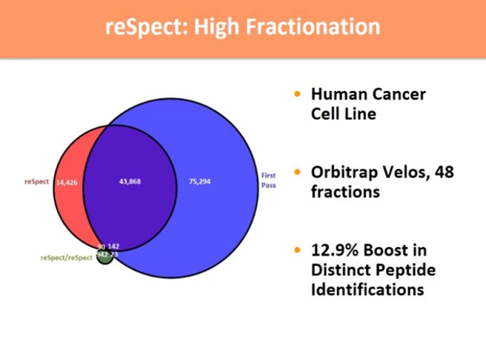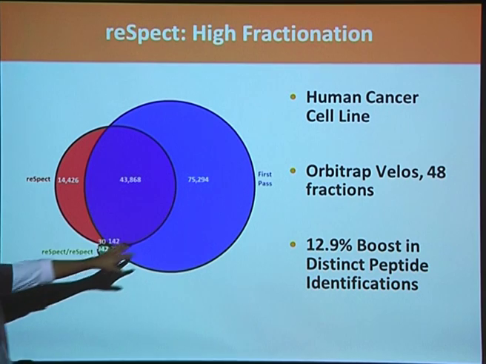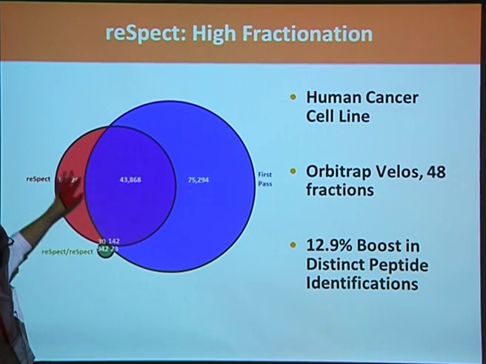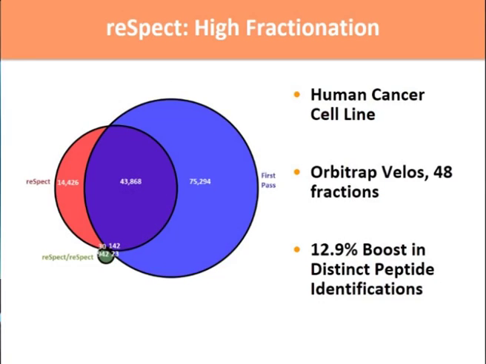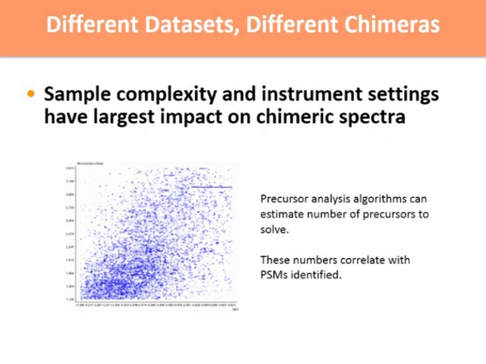And again, in another study within the paper, this is a highly fractionated 48 fraction study with an Orbitrap Velos. You see the first pass results are now on this side. First Respect, and by the time you do the third Respect, you don't find that many more. It's a 13% boost in this case. So that's still pretty nice. This just shows you that for different data sets, you have different amounts of chimeras or chimeric spectra.